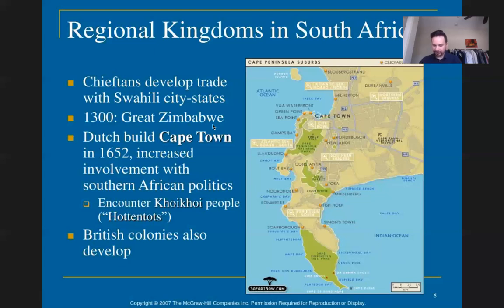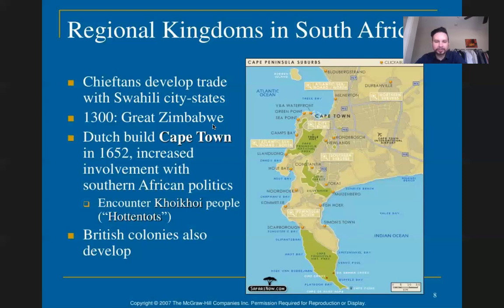So by 1700, large numbers of Dutch colonists had begun to arrive in South Africa. And by mid-century, they established settlements throughout the region bounded by the Orange and Great Fish Rivers. Their conquests laid the foundation for a series of Dutch and British colonies, which eventually became the most prosperous European possessions in sub-Saharan Africa.